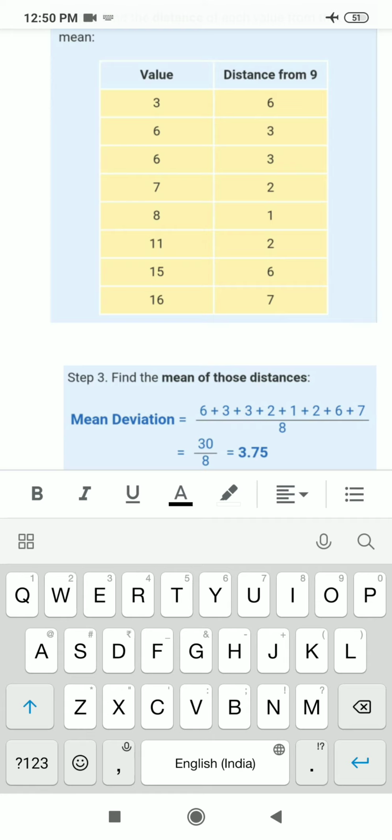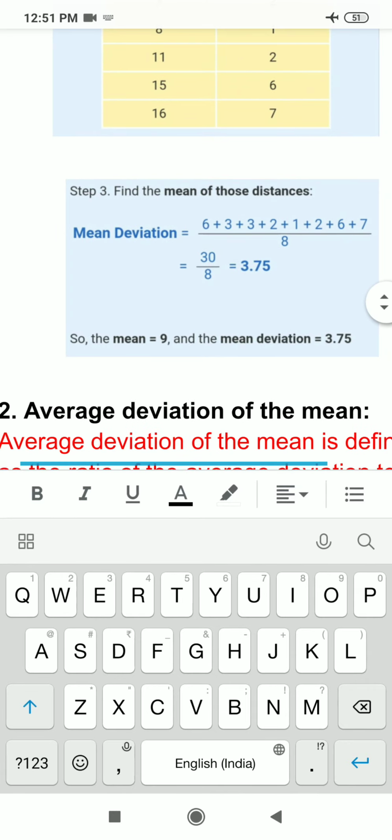So mean deviation would be equal to 6 plus 3 plus 3 plus 2 plus 1 plus 2 plus 6 plus 7. And how many deviations are there? There are 8. So the sum of these is 30 and the number of deviations or values is 8. So 30 divided by 8 comes out to be 3.75. So the mean deviation or average deviation in this case will be 3.75. To conclude, the mean comes out to be 9 and the mean deviation comes out to be 3.75.